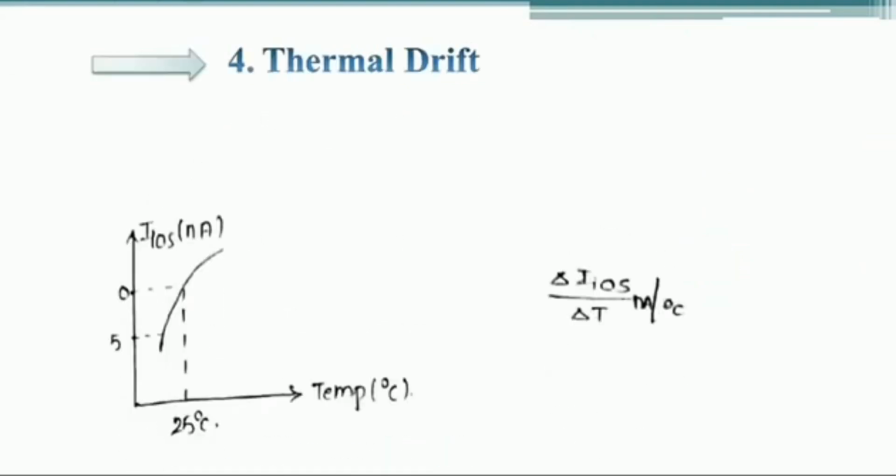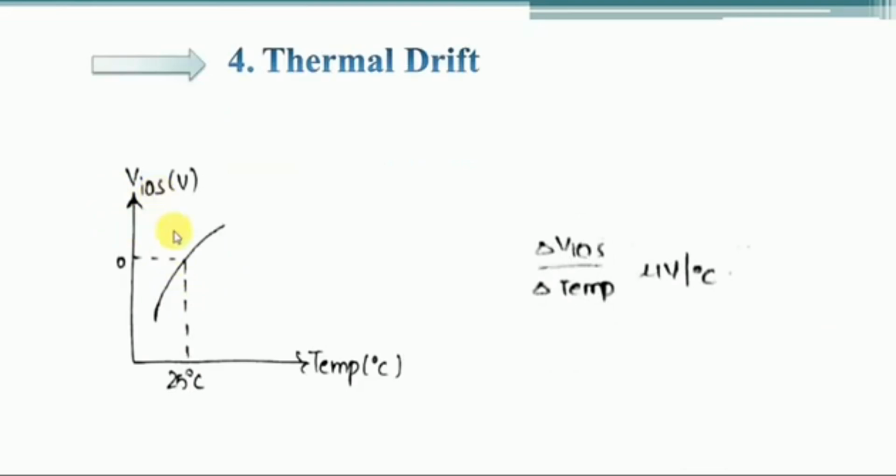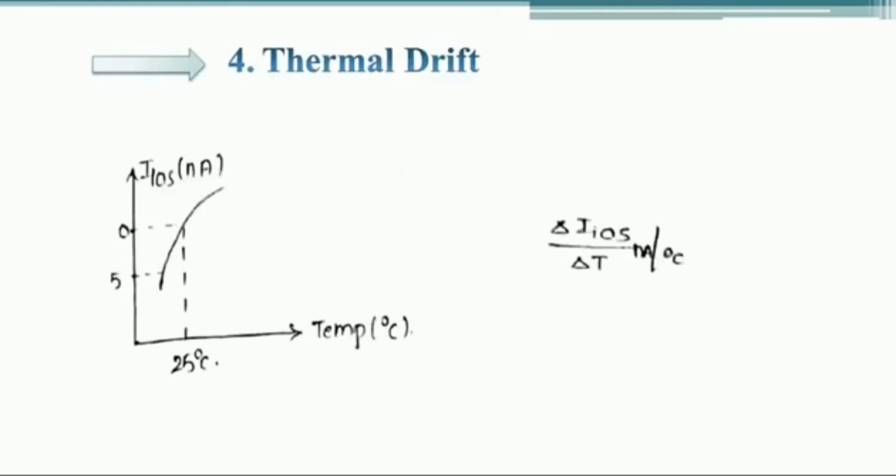The second drift we are going to see is the input offset voltage, VIOS. If there is a change in temperature, this input offset voltage exponentially increases, so we can call it input offset voltage drift. The third parameter is input offset current, which is also exponentially increasing. These are the graphs showing how the value increases if there is a rise in temperature or a fall in temperature.